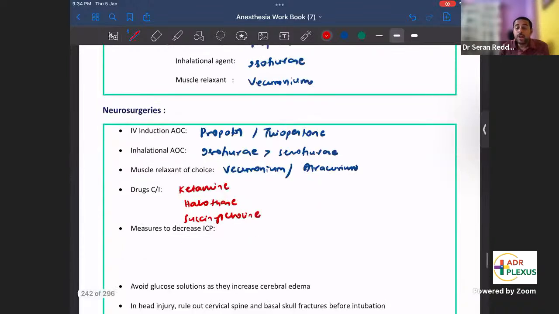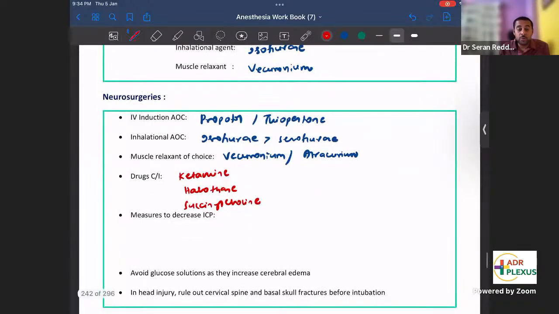So intraoperatively, what do you do? What are the measures to decrease the ICP?